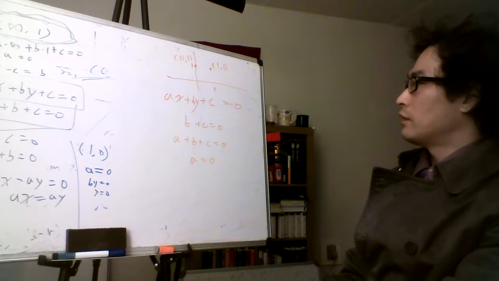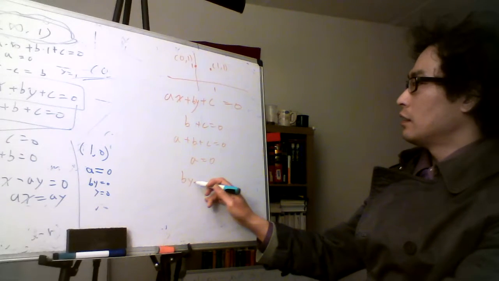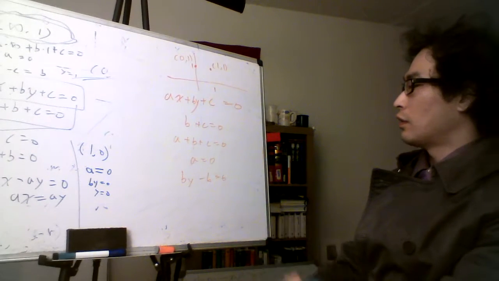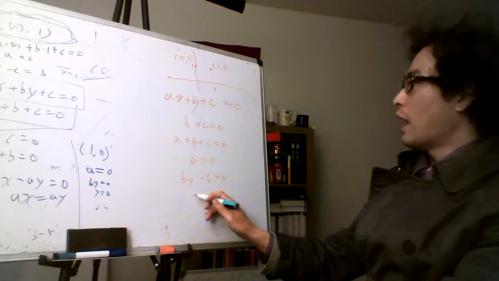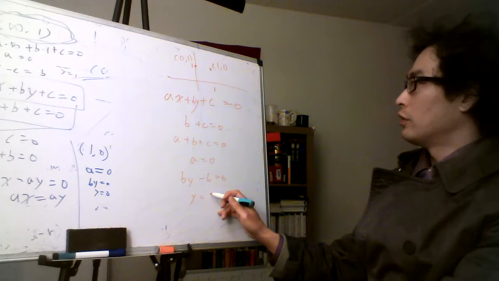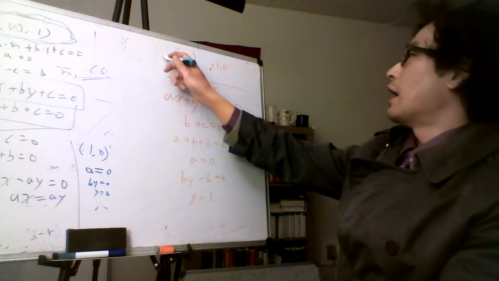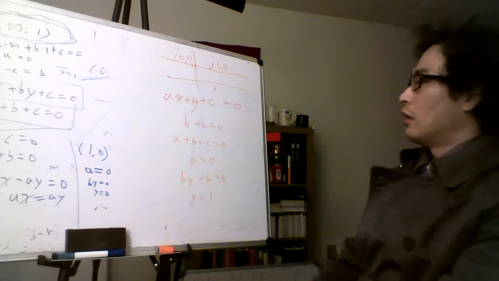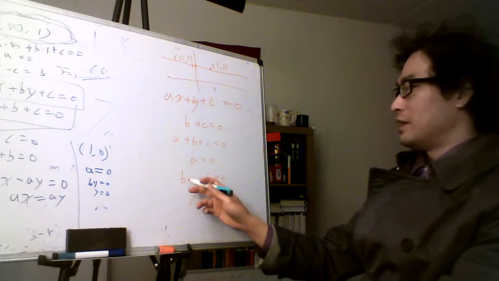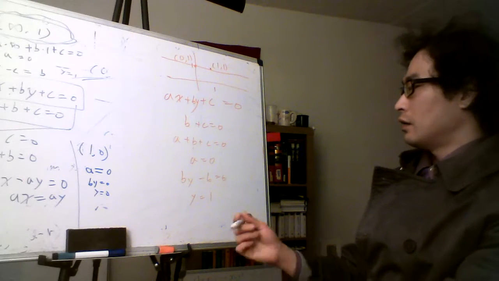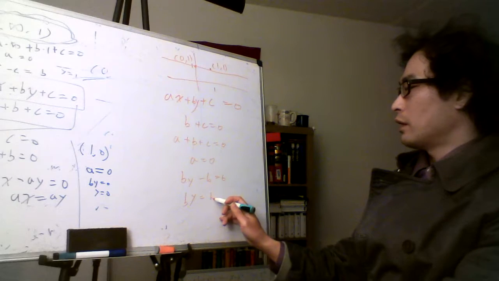Now you have by minus b equal to 0, okay. So y is equal to 1. I mean, unless it's a straight line, okay, unless b is also 0, but assuming b is not equal to 0, yeah, it's just that, okay? Because by is equal to b, okay?